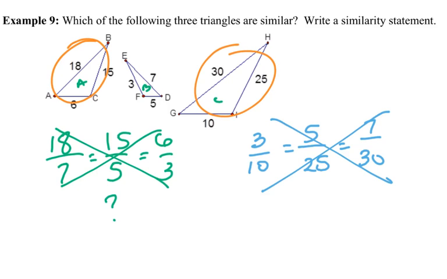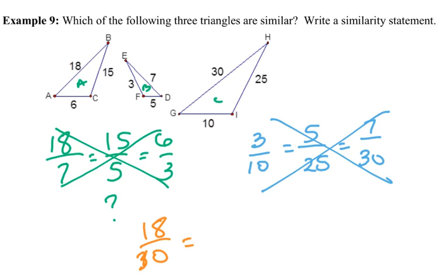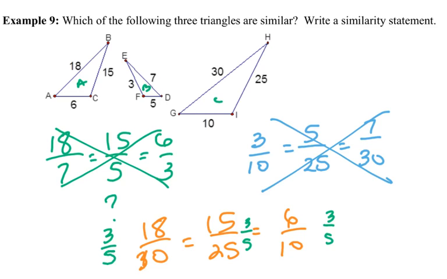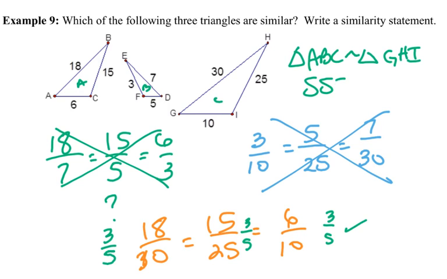So if I'm going to look at A and C, I'm going to take the largest side to the largest side, the medium side to the medium side, and the smallest side to the smallest side. So are those equal in proportion? So if I look at my fractions, 18 over 30, that's going to be 3 over 5, and 15 over 25 is going to be 3 over 5, and 6 over 10 is 3 over 5. So we're going to say that triangle ABC is similar to triangle GHI, and that's because of side-side-side similarity.